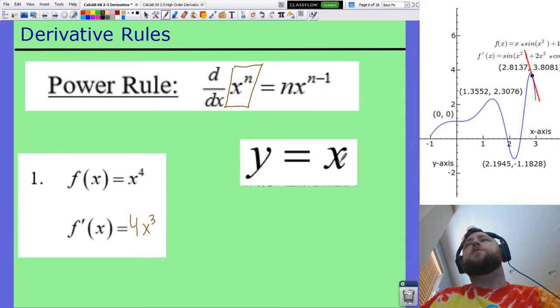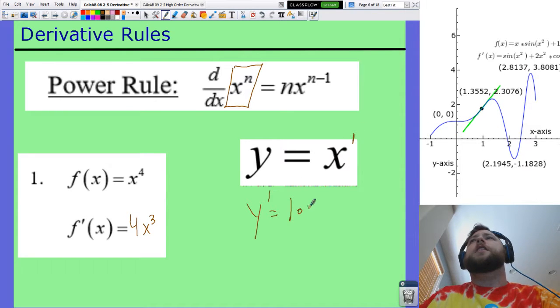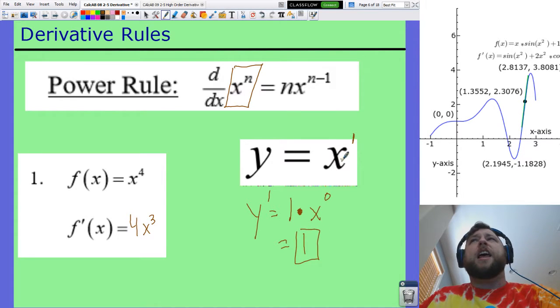Now take the equation y equals x. This is like x to the 1 power. So y prime of x is take out the 1 times x to the 0 power. You subtract 1. Well, anything to the 0 power is 1. So really our answer is 1 times 1, or just 1. So the derivative of just an x is 1.